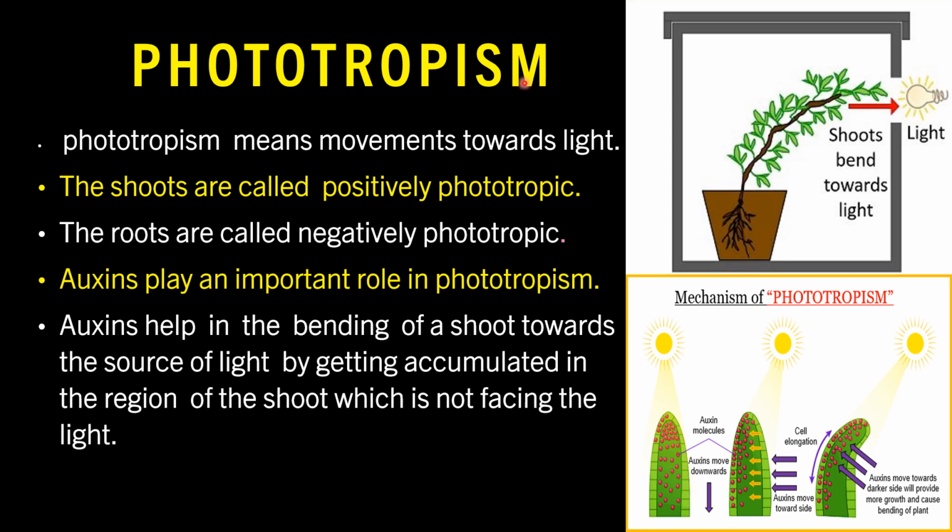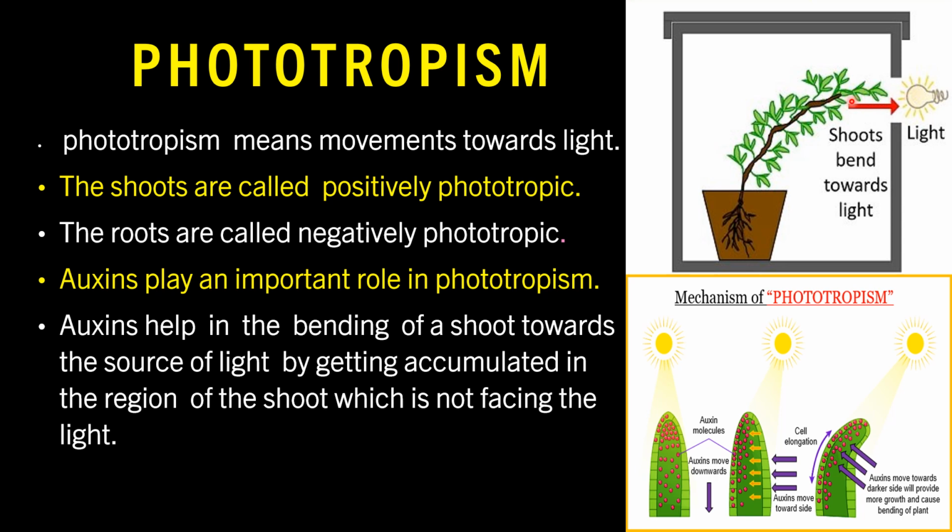Yes, phototropism. Photo means light. Then phototropism means plant movements towards the light. Then which part of the plant is moving towards the light? Shoot region, right? Yes, then we can say shoots are called positively phototropic because shoots are bending towards the light.